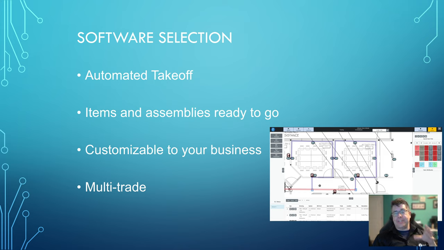An items and assemblies database ready to go. This will save you a tremendous amount of time, especially in the MEP sector. And those assemblies should be formula driven, simply so that you don't have to create a million of them for every different size. It should be customizable to your business and multi-trade. I advocate for multi-trade simply so that you get the growth potential. Maybe you will never be a plumbing or HVAC or pipe fitting company, but it should be available in case that ever comes, or you team up with someone and open up another division. So it leaves room to grow. That should be built into the platform at the core.